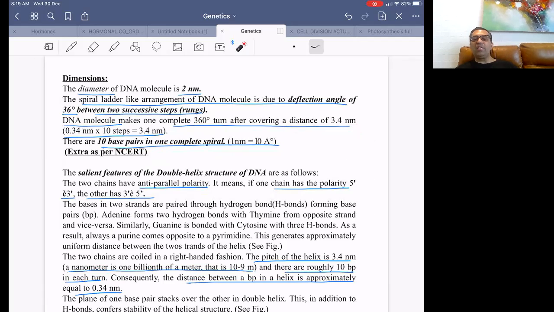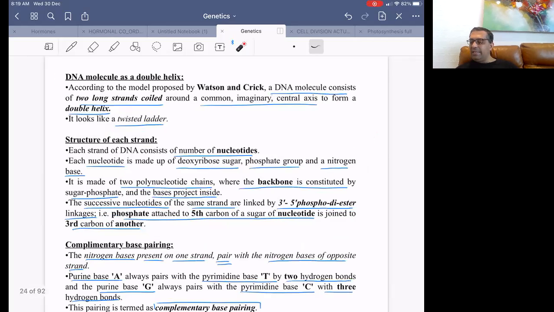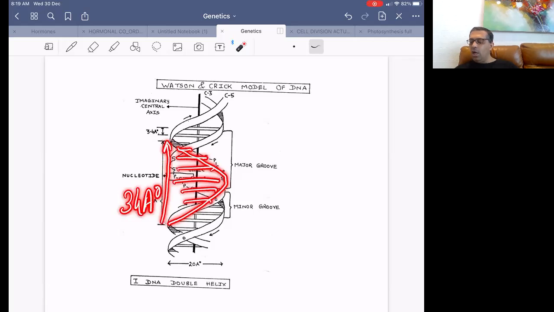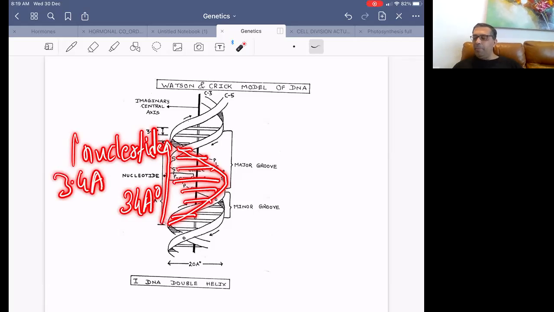That is the entire DNA. We'll just come to that. And first, nanometer conversion. So one spiral of DNA has in it how many nucleotides? One spiral of one DNA is 34 angstrom units and has in it 10 pairs of nucleotides. So one nucleotide is 3.4 angstrom units. Remember this.